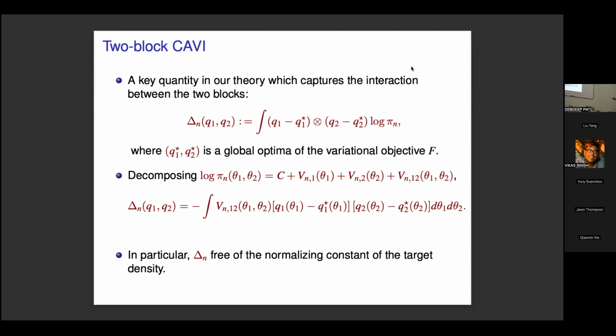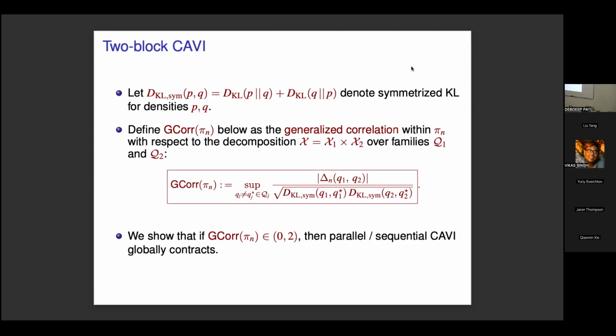Now let's try to understand this quantity a little better. Since delta is itself unbounded, we tried to normalize this delta by dividing by the symmetrized scale divergence between Q1 and Q1 star, Q2 and Q2 star. In that case, it looks like a correlation kind of quantity. We call it the generalized correlation. And what we found out is that if the generalized correlation is between 0 and 2, then both the parallel and the sequential coordinate ascent will globally contract. Note that this is just in the d equals 2 case, which is different from the regression example I just showed.